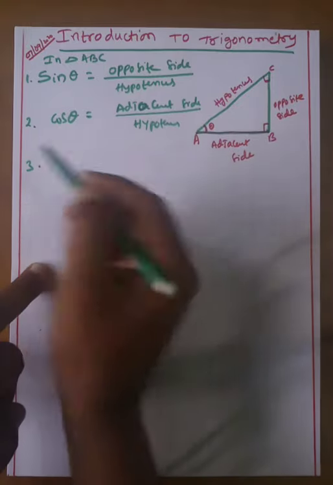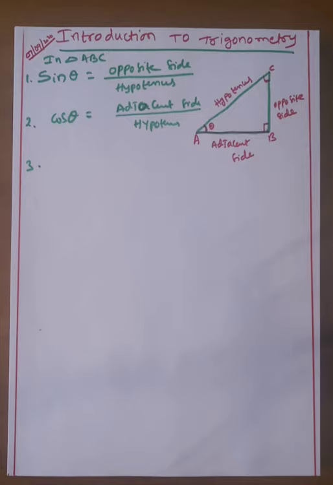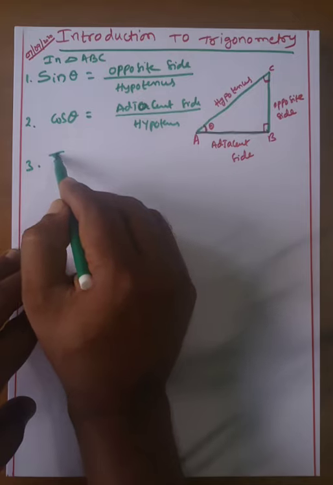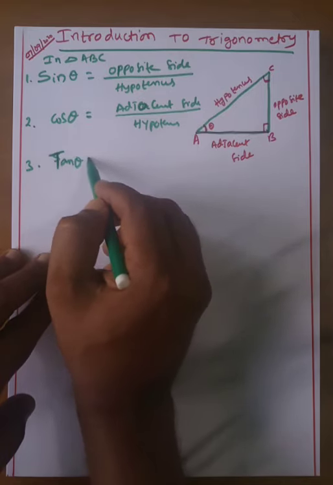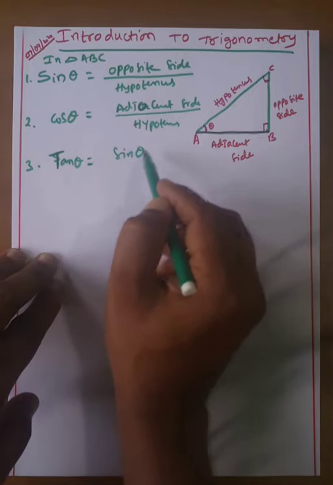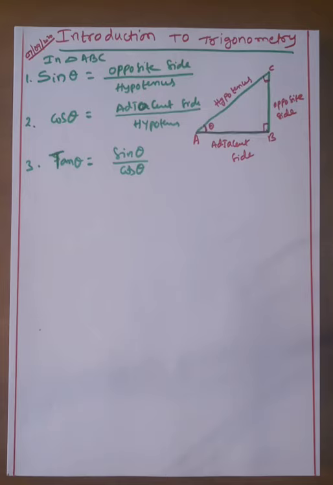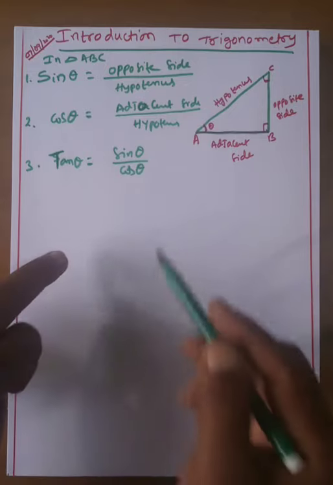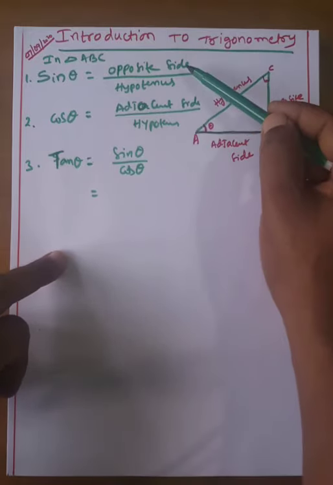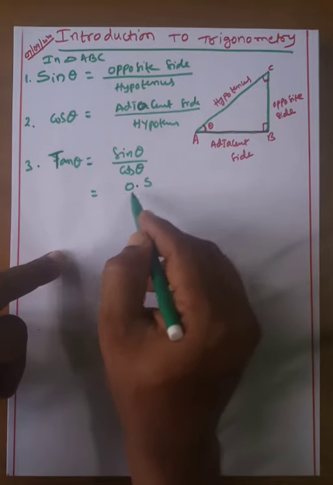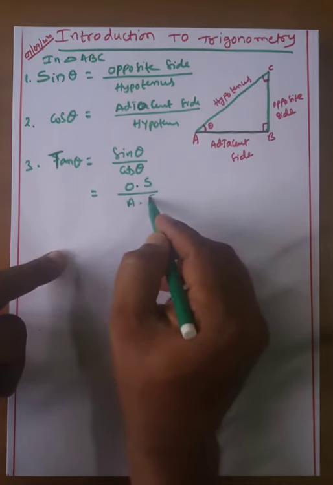Next, the third one, tan theta, is the ratio of sine and cos. Tan theta is equal to sine theta by cos theta. Remember that. The formula of tan A is sine A by cos A. For example, tan 30 degrees is sine 30 by cos 30 degrees. Sine theta by cos theta: the hypotenuse cancels. What remains? Opposite side by adjacent side.